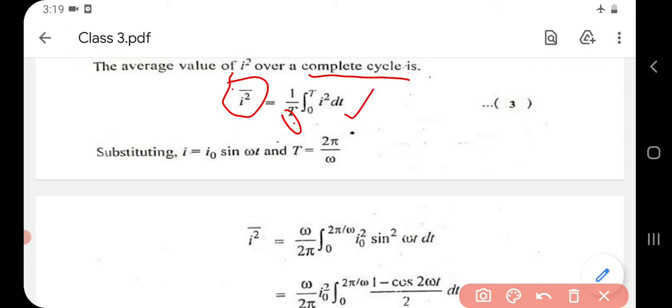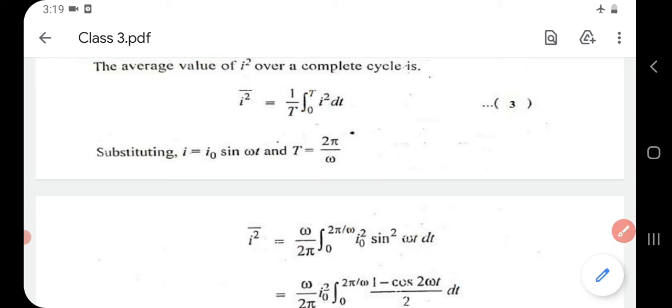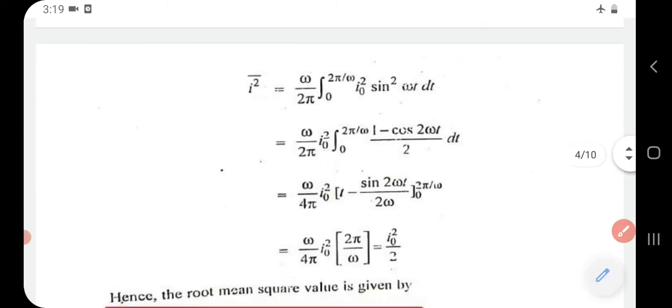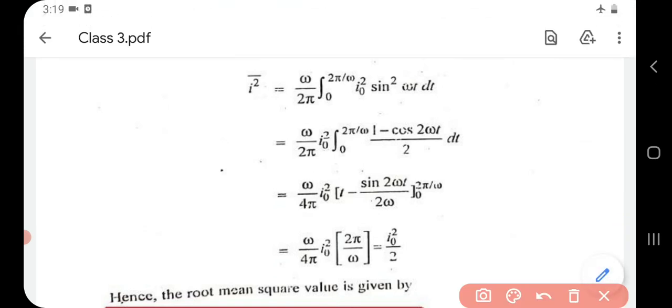Then as said before, instead of I, you are substituting I0 sin omega t. Since it is the square, you just square it. Then instead of T, you have to substitute 2 pi by omega. So it will reduce like this. This is exactly what we have done earlier. Then I0 omega by 2 pi is kept as such. I0 square is a constant, so it is taken outside, and the limit is kept as such.